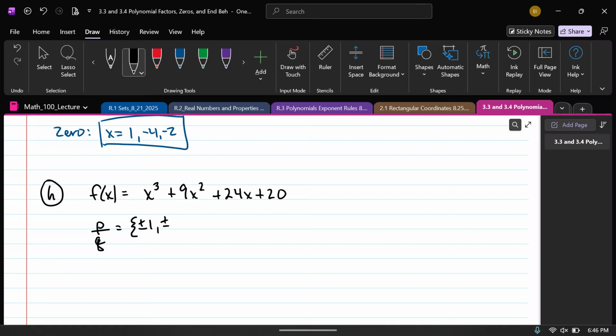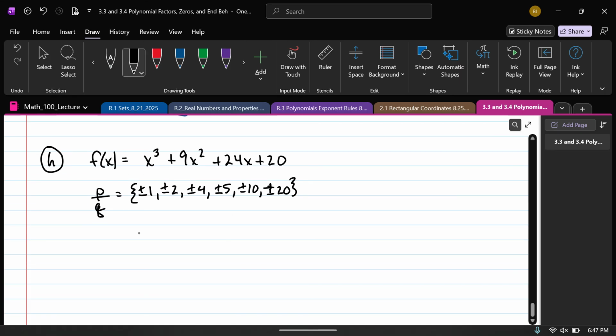1, 2, 4, 5. I can't write that fast. And then 10 and 20. Yeah, that's it. Trying to keep up. My hand wouldn't work. All right, so there's our P over Q list. So we know that if it's got rational zeros, it's got to be in that list. We're going to graph it to find one of those to start with.